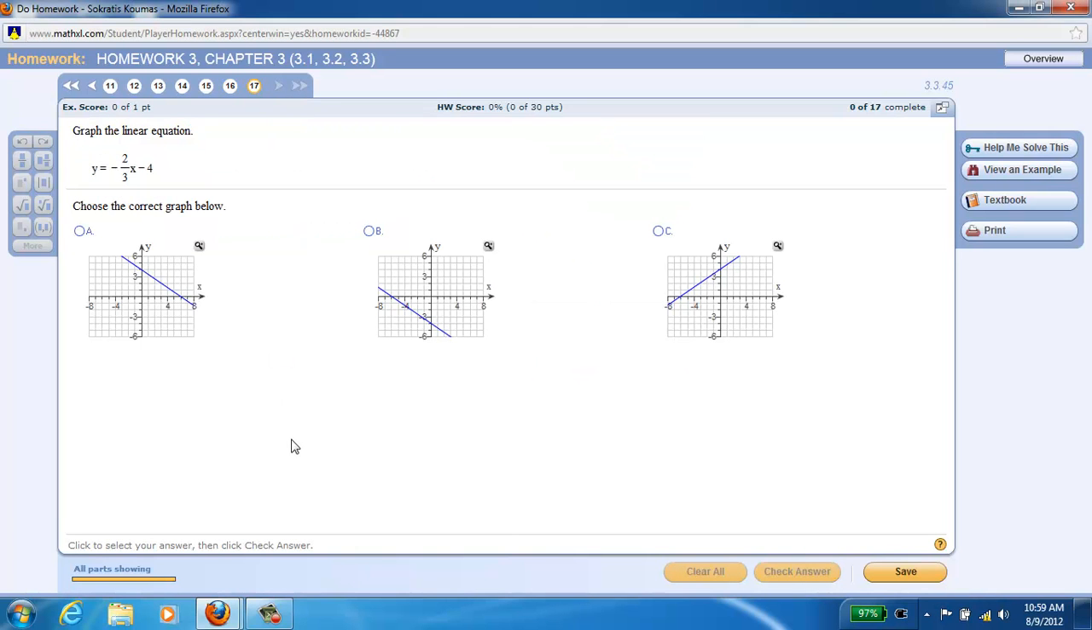And problem number 17, graph on a piece of paper the equation negative 2 over 3x minus 4, and then you check which one is the correct answer.